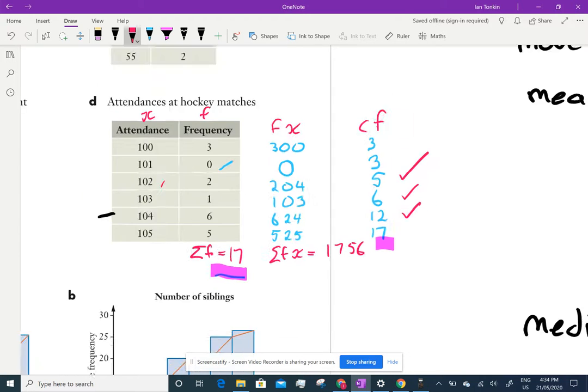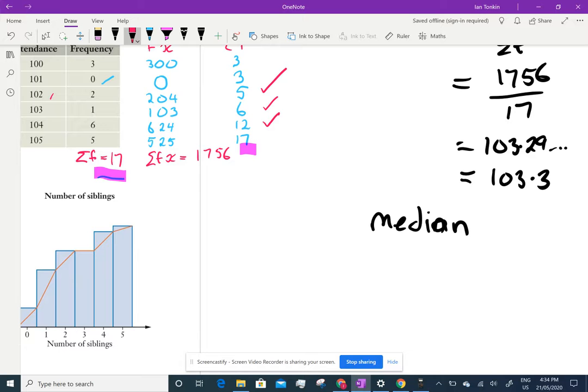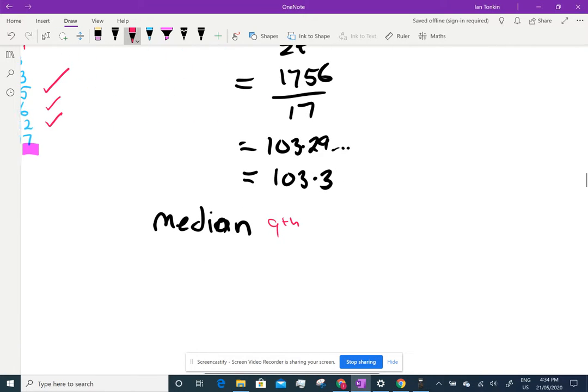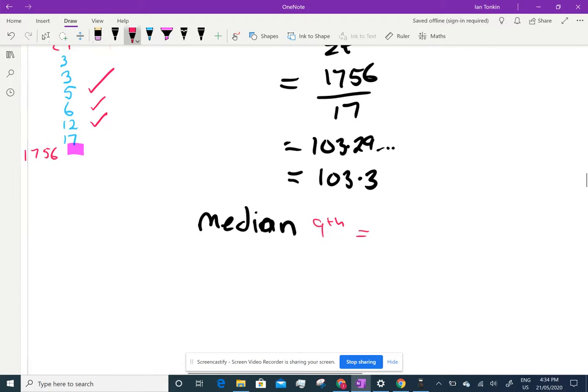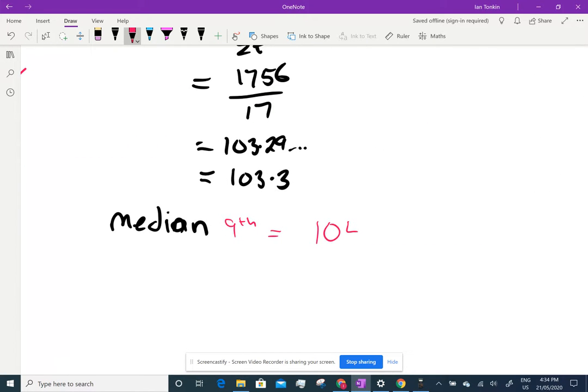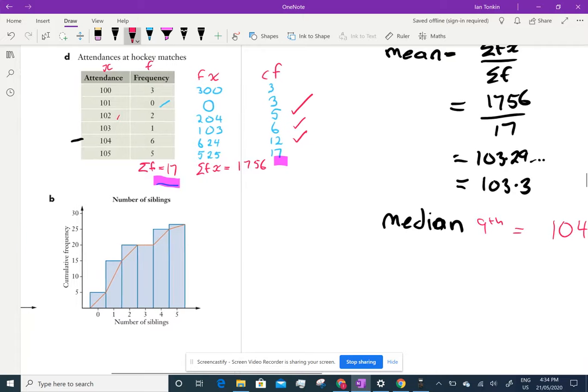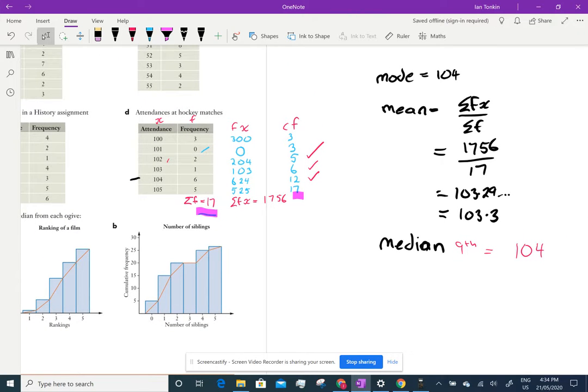Now, what score are we looking for? We're looking for the 9th score because it's the middle of 17. And the 9th score, what did we say it was? 104. Okay? And they're all the correct answers. Now, you would never do that.